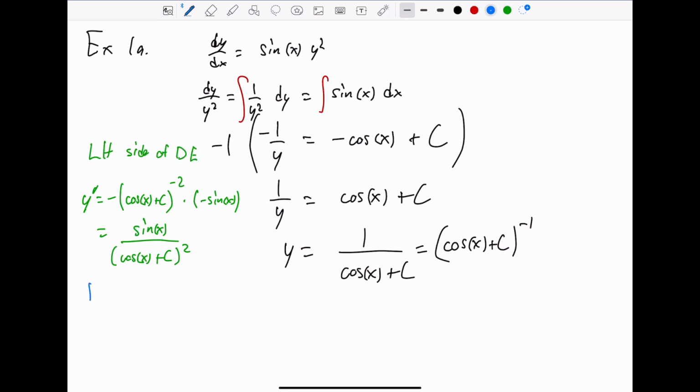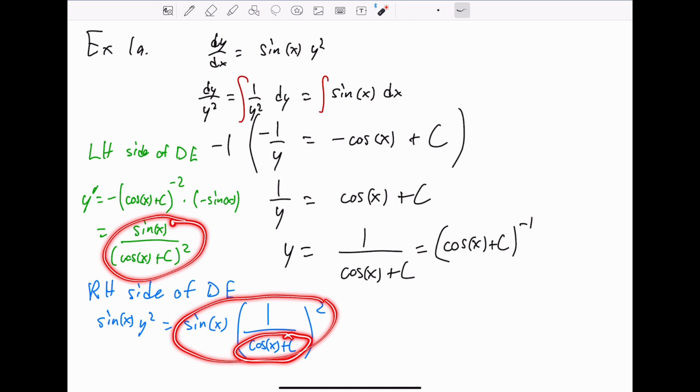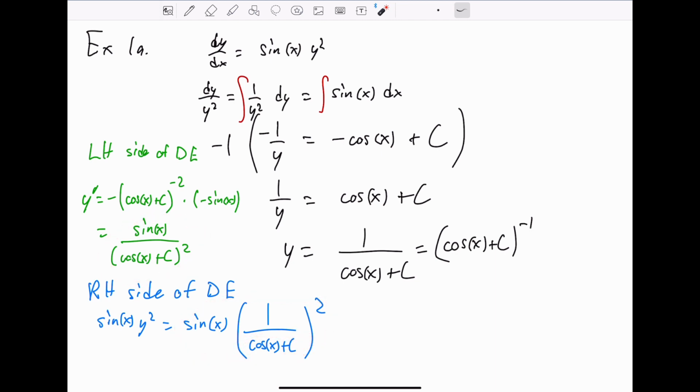Let's take a look at the right-hand side of the differential equation. Remember, we want to handle these two sides separately. We don't want to set them equal before we've actually shown that they're equal. So on the other side of the differential equation, the right-hand side, we have sine of x times y squared. Well, here's y, so we're going to square that. So we have sine of x times 1 over cosine x plus c squared. Or, what's another way that we could write this? 1 divided by cosine x plus c squared. Notice what we have here is the same on both sides of the differential equation. So, separation of variables worked. We found the correct solution to this differential equation.